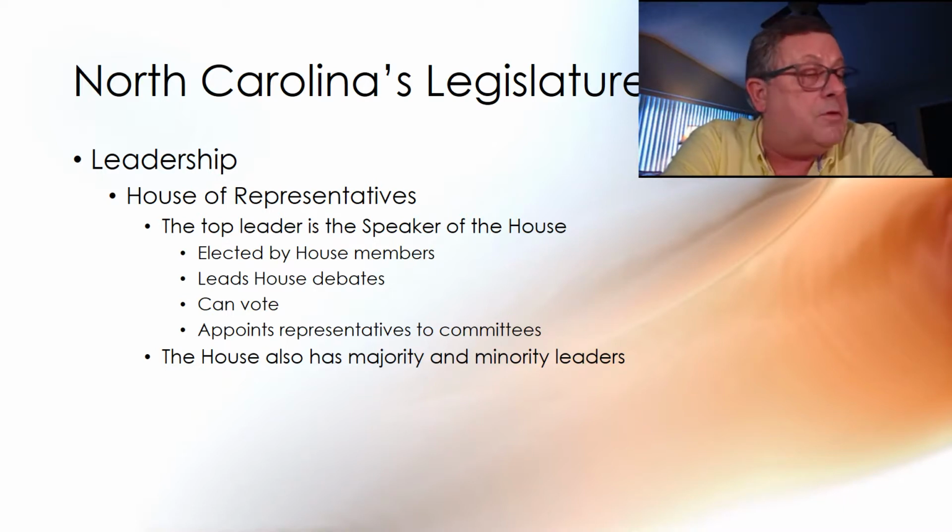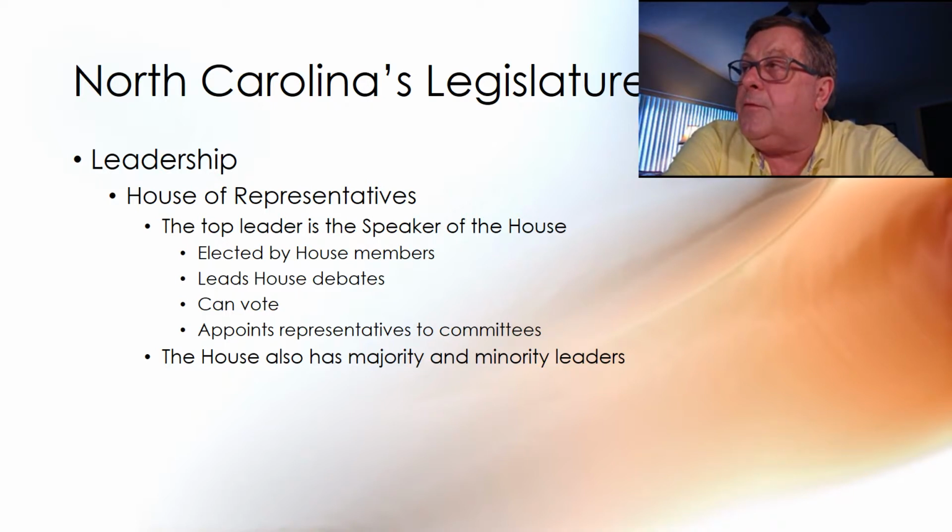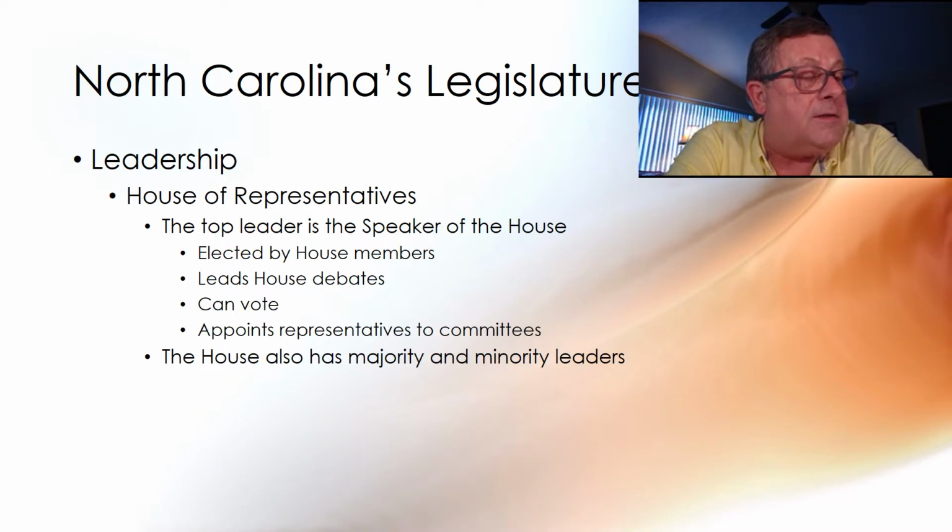Wayne County, Goldsboro. And the minority leader is Darren Jackson from Wake County. Now, both the majority parties in the House and the Senate in the North Carolina General Assembly at this moment in time are Republican, and so then the minority parties in both the House and the Senate are Democrats.